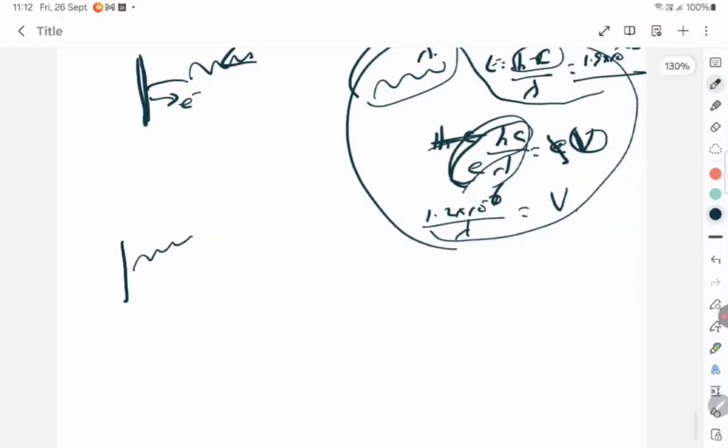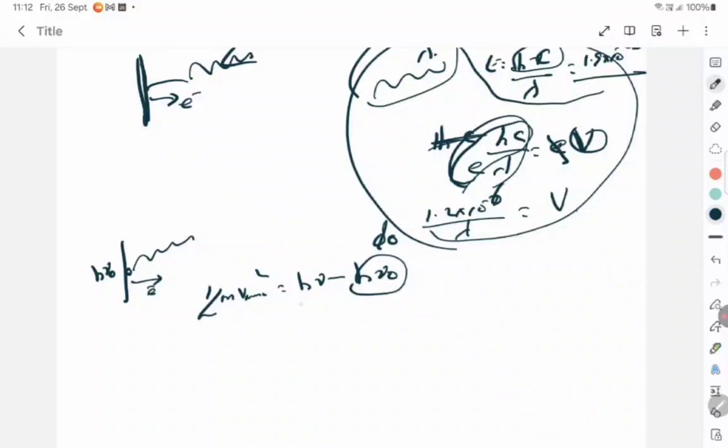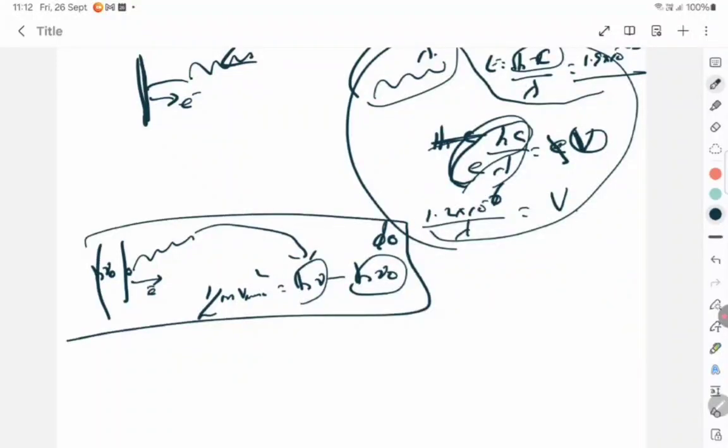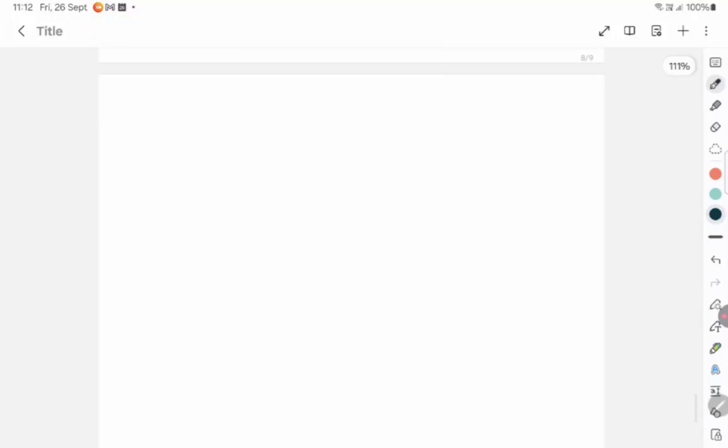Suppose the question is about incident radiation falling on a metal having a work function h mu naught and ejecting an electron. Then you know that the kinetic energy of the electron, half m v max square, is equal to h mu minus h mu naught, where h mu naught is nothing but the work function and h mu is the incident wave's energy, and you have to use this whole formula. So depending on the question, you will use the respective formulas.